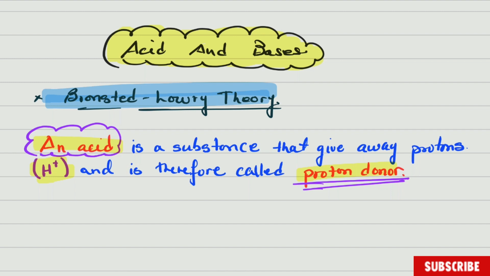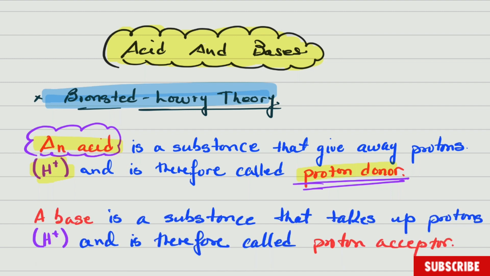Now what is a base? Alright, so we said that a base is a substance that takes up protons, also H plus, and is therefore called a proton acceptor. Once more, when they ask you to define a base, all you have to say is that it is a proton acceptor because it actually accepts protons.